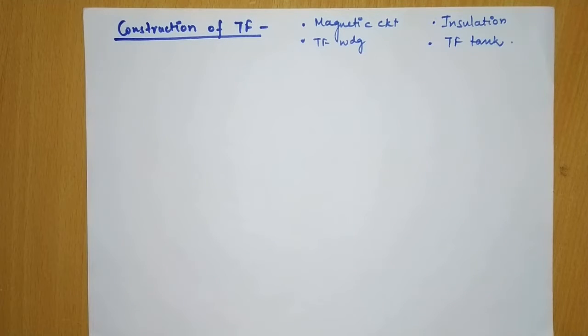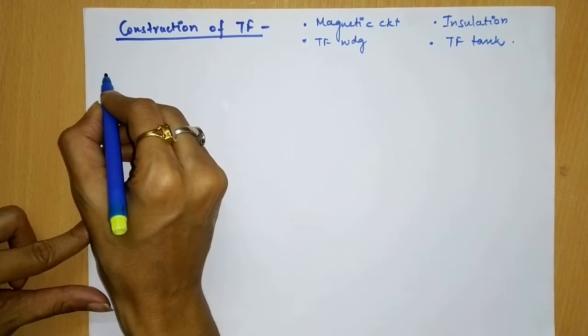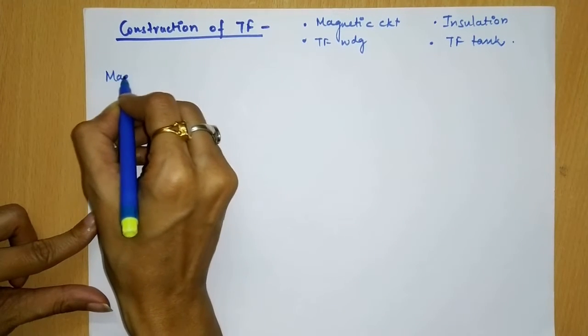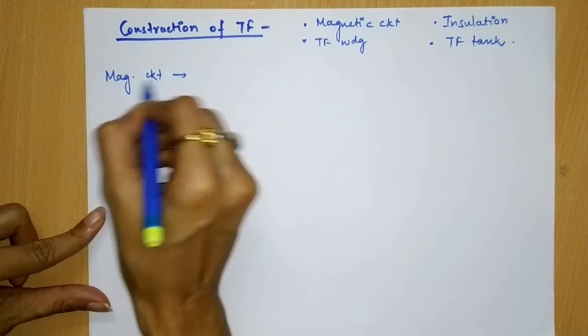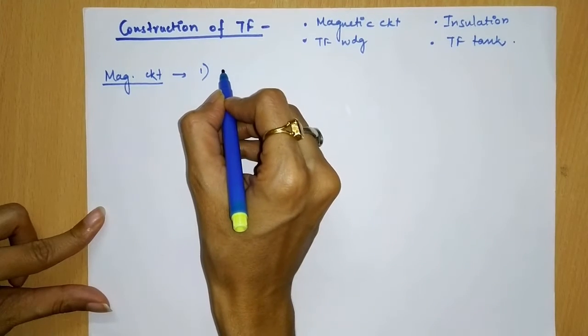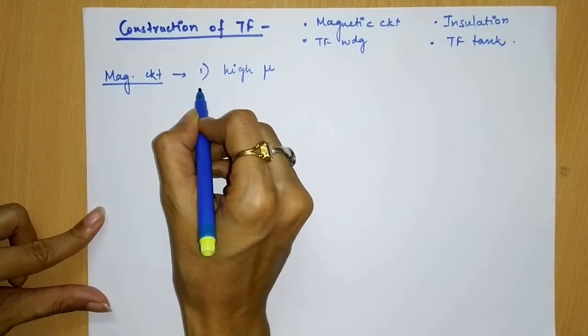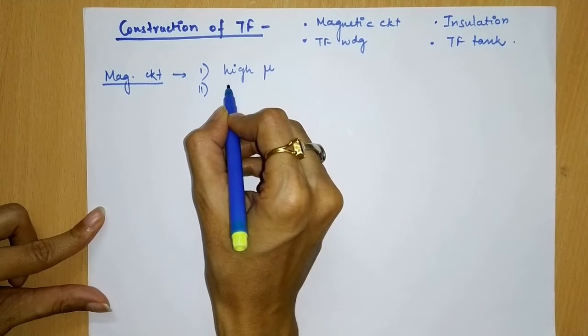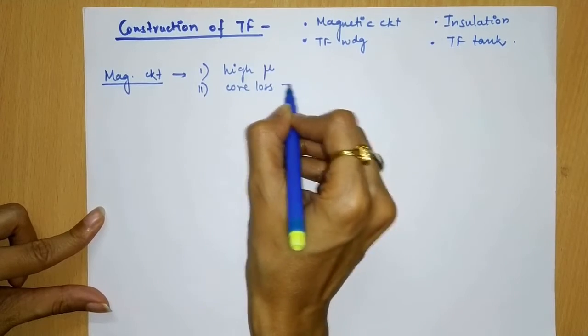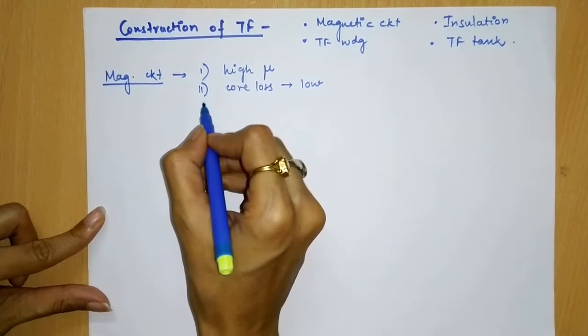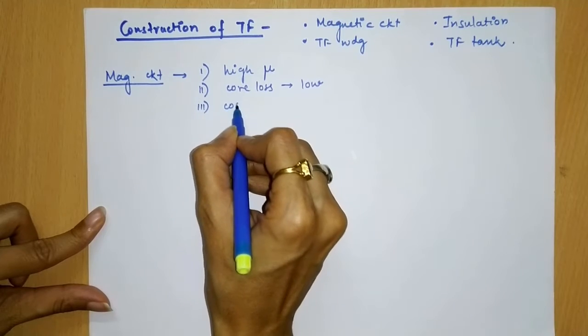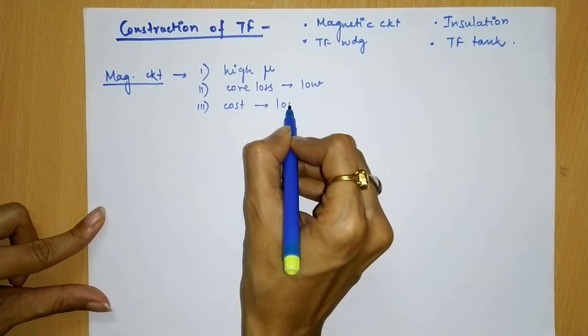The characteristics that should be satisfied to use a magnetic material as a transformer core are: first, it should offer high permeability. Next is core loss must be very low. Third, cost of the transformer core should be very less.